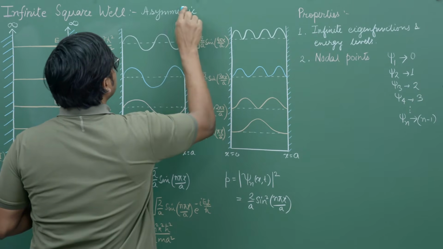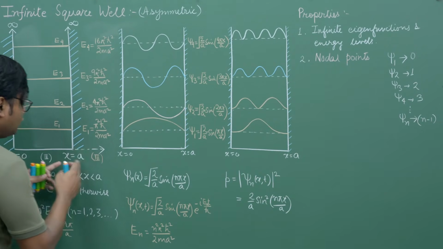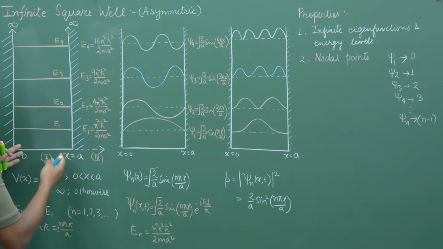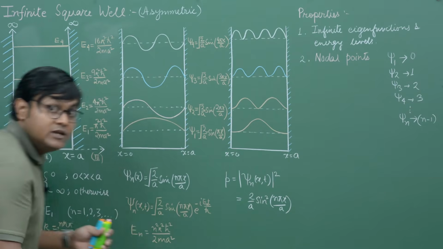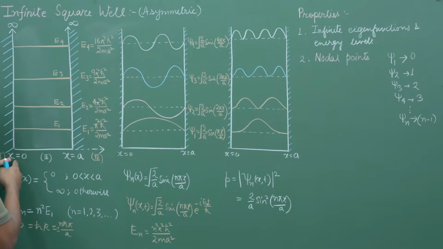Asymmetric. So there are two cases that we usually study. One is a symmetric case in which the infinite square well goes from minus a by 2 to plus a by 2. So essentially the potential well is centered with respect to x equal to 0. However, we did not choose that case. We chose the asymmetric case where the well goes from 0 to a. So it is centered at x equal to a by 2.